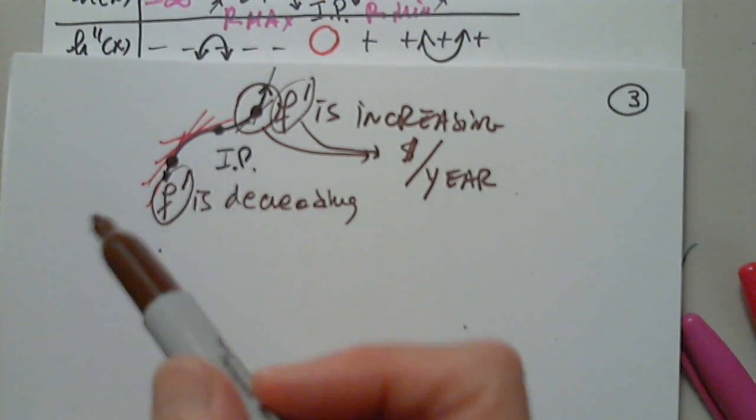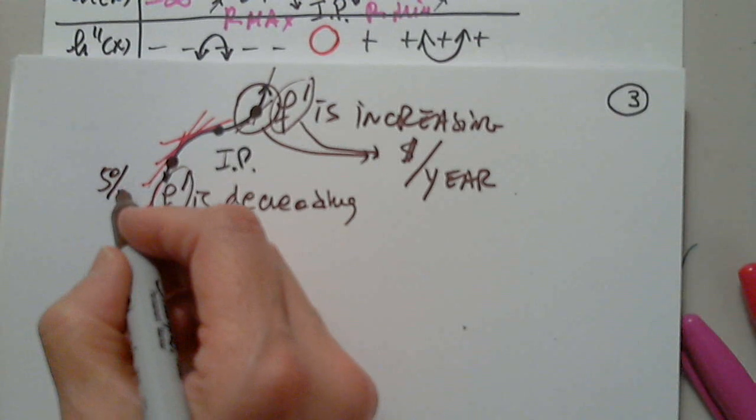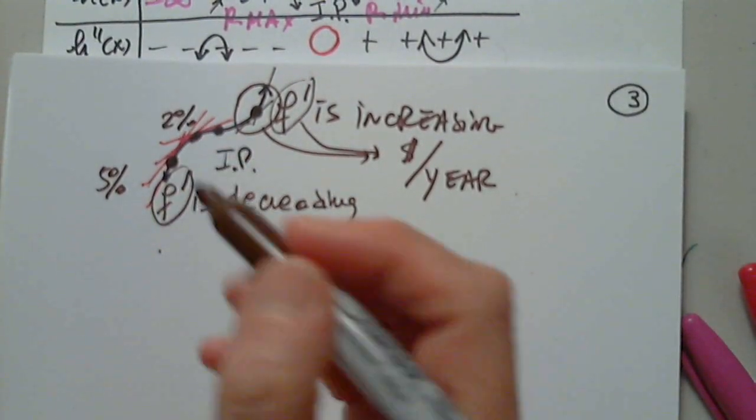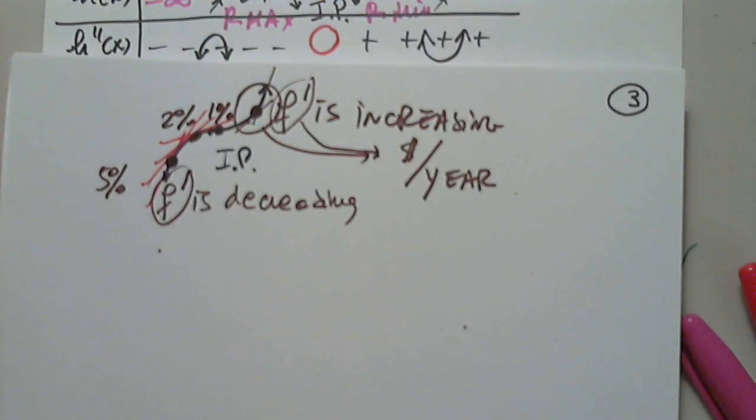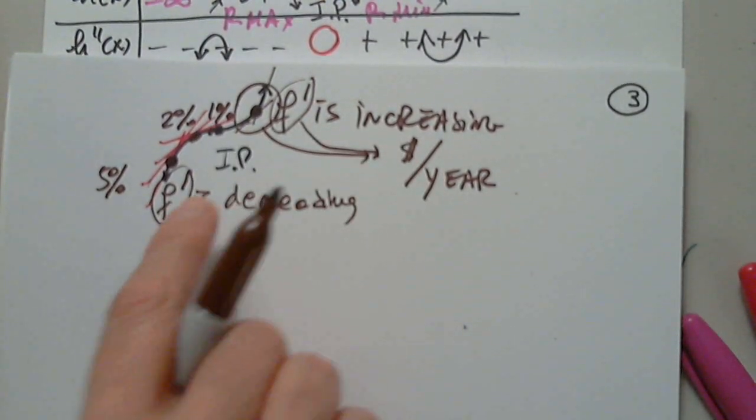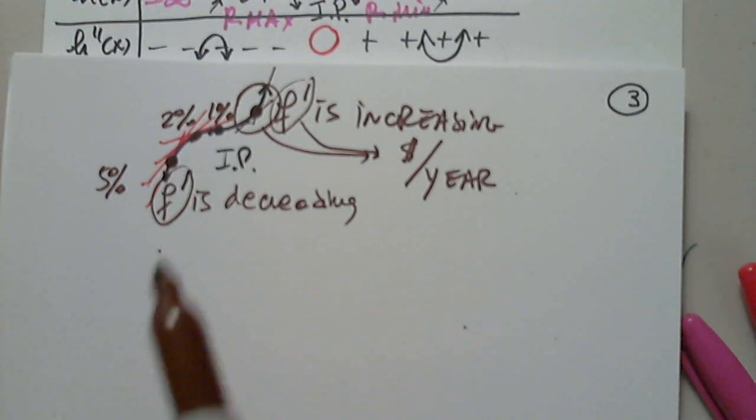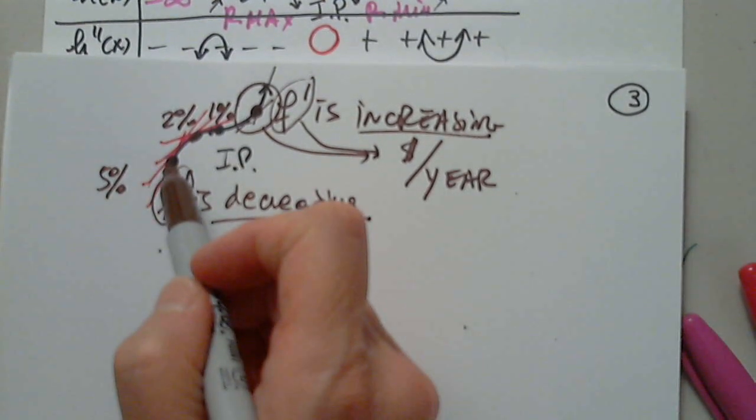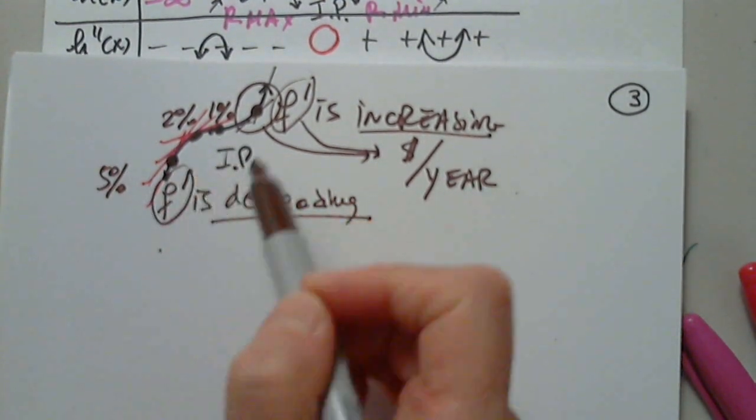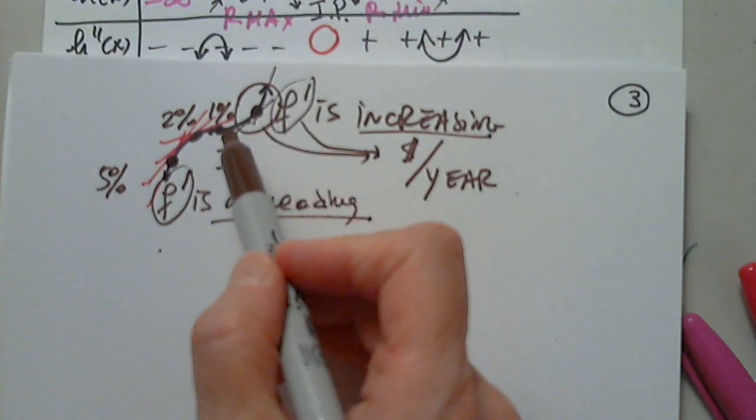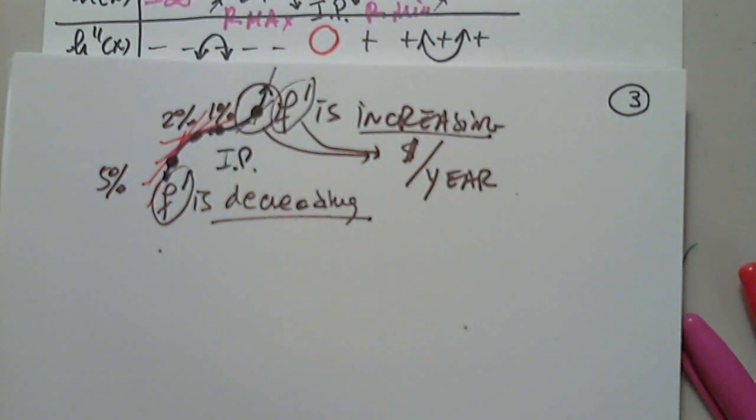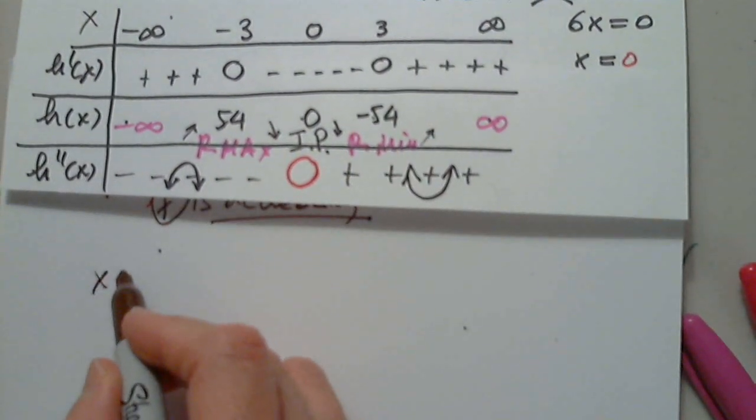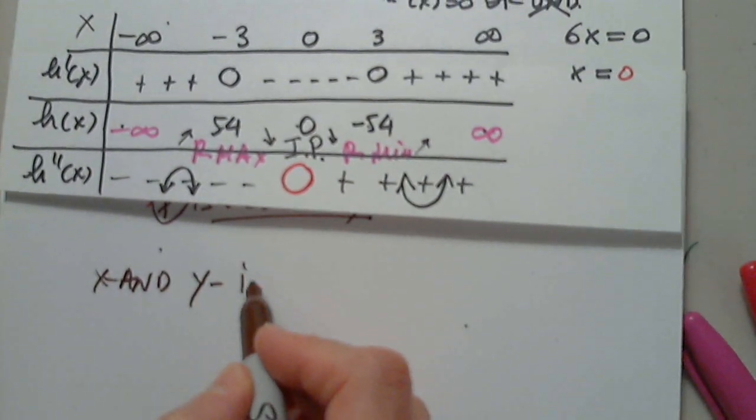So the rate of change is decreasing. At this point, you are getting a 5% increase per year. But at this point, you're getting a 2% increase per year. And at this point, you may get a 1% increase per year. So that's why it's important to know if the rate of change of a function is increasing or decreasing. You don't want to be here because your rate of change decreases. You want to be anywhere here when the rate of change is accelerating. Okay, so the last thing I wanted to do here is the x and y intercepts.